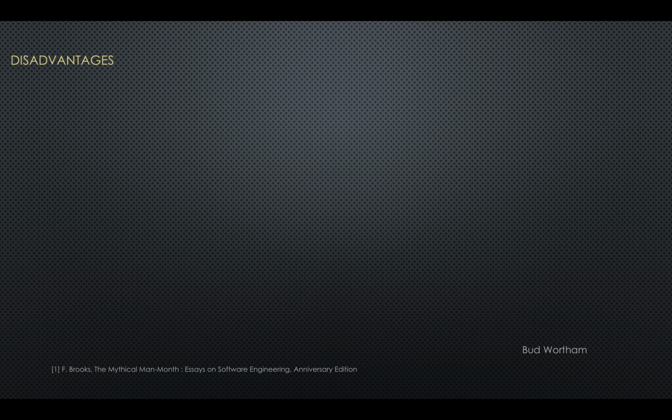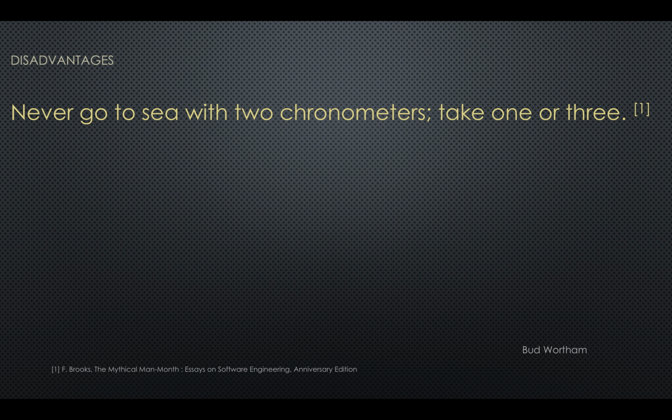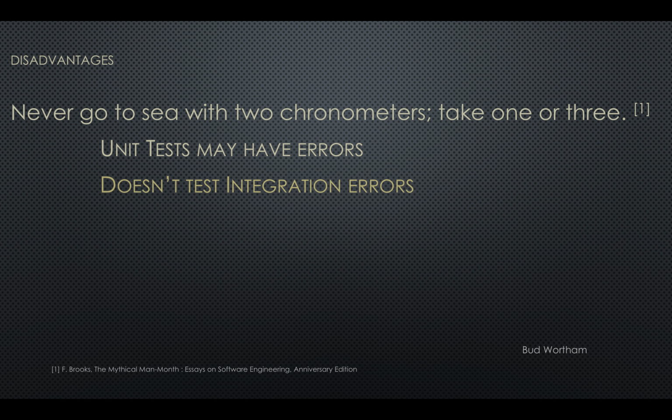In The Mythical Man-Month by Frederick Brooks, Brooks outlines the main disadvantage by writing, "Never go to sea with two chronometers. Take one or three." This means that code and unit tests are not enough. Another form of testing should be implemented. This is because the unit test itself may be bugged or may have issues. They also don't check when things are integrated together. And since they only test the smallest function possible, it misses testing the entire system.